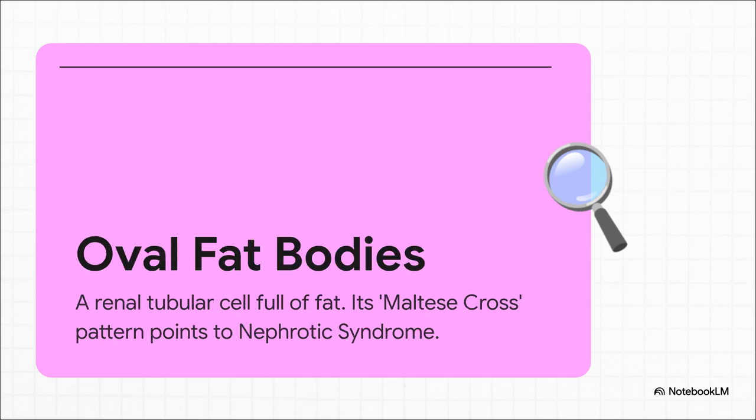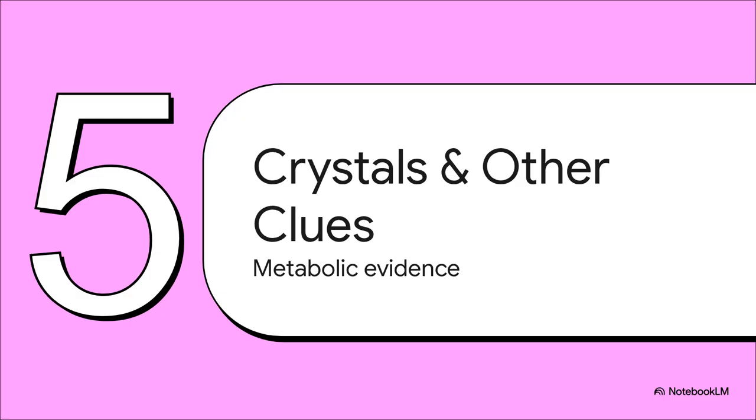Now check this out. You take that same RTE cell we just talked about, and you stuff it full of fat droplets. What do you get? An oval fat body. And here's the really cool part, the part you'll see on your boards. Under polarized light, they have this beautiful, unmistakable Maltese cross pattern. It's a hallmark, a super high-yield association for nephrotic syndrome. So remember, see the Maltese cross, think nephrotic syndrome. Simple as that. But wait, our investigation isn't over yet.